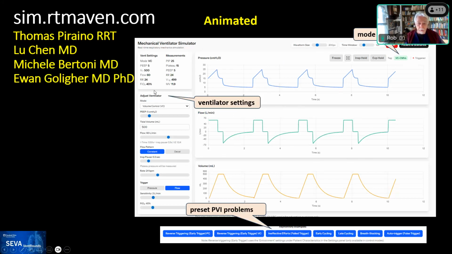So, for example, on the left-hand side, you have the ventilator settings. You can set the mode, and I think there's 3 or 4 different modes, or simple modes, like the ones I just showed you.